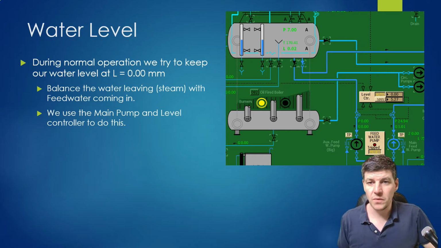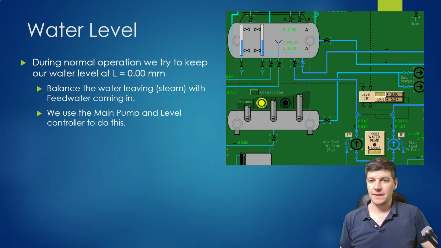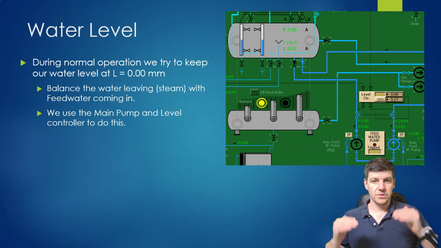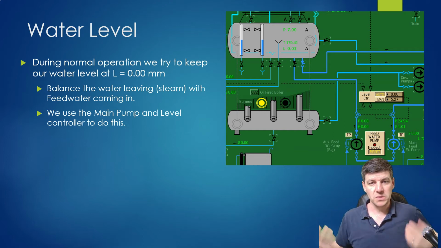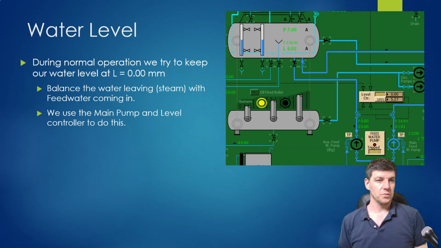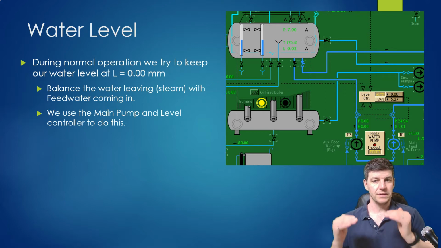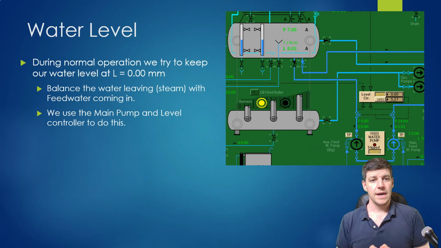Ideally, when we're running, what we want to do is keep our water level at a level of 0 or pretty close to it. So we have a normal operating point within our boiler. To do that, we would balance how much water is coming in, so how much water we're pumping in, with how much steam is leaving. If we can find the balance between the water that leaves as steam and the feed water coming in, we should have a fairly level or constant level. We're going to use a main pump and a level controller to do this, and that would be during normal operation.